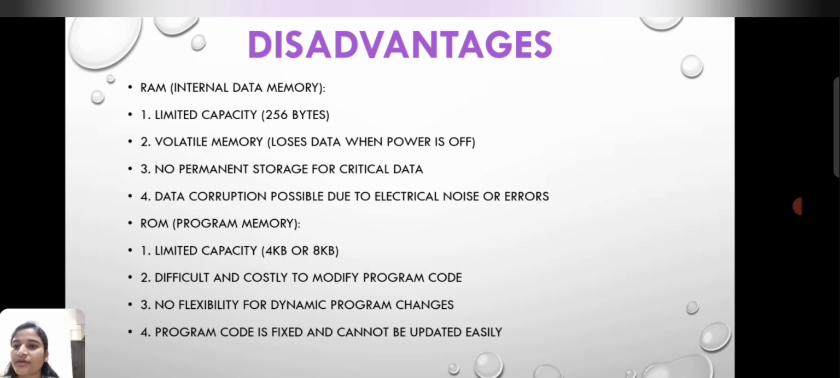Disadvantages of RAM and ROM internal memory organization. This RAM has a limited capacity of 256 bytes, and this is volatile memory where it loses the data when power is off, with no permanent storage for critical data, and data corruption is possible due to electrical noise or errors. And ROM also has a limited capacity like 4 KB or 8 KB, and it is difficult and costly to modify the program code. It has no flexibility for dynamic program changes, and this program code is fixed and cannot be updated easily.